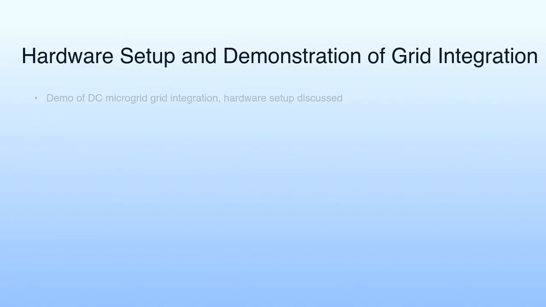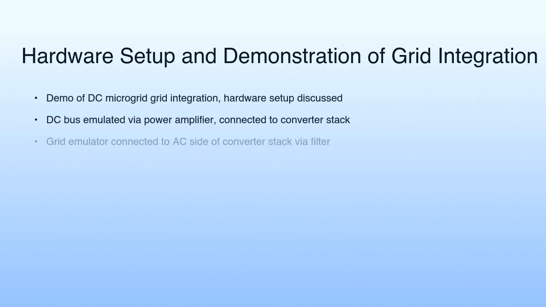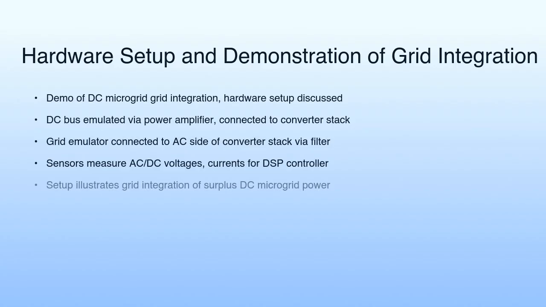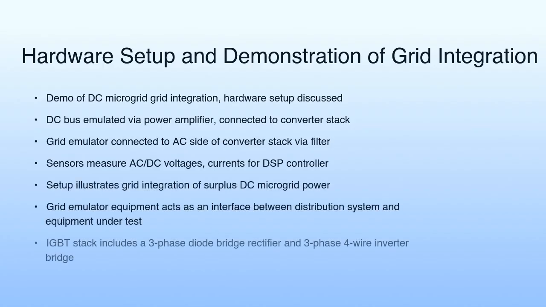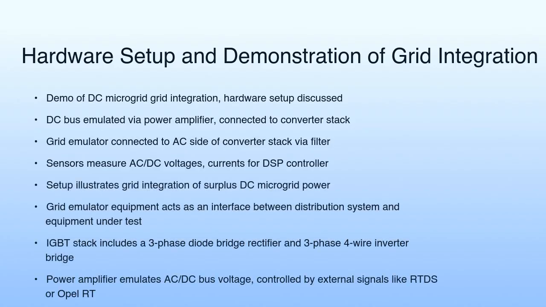A hardware setup emulating a DC microgrid's grid integration is presented, showcasing the interconnection of equipment like power amplifiers, grid emulators, converter stacks, and a DSP controller, enabling the observation of power flow from the DC bus to the AC grid.